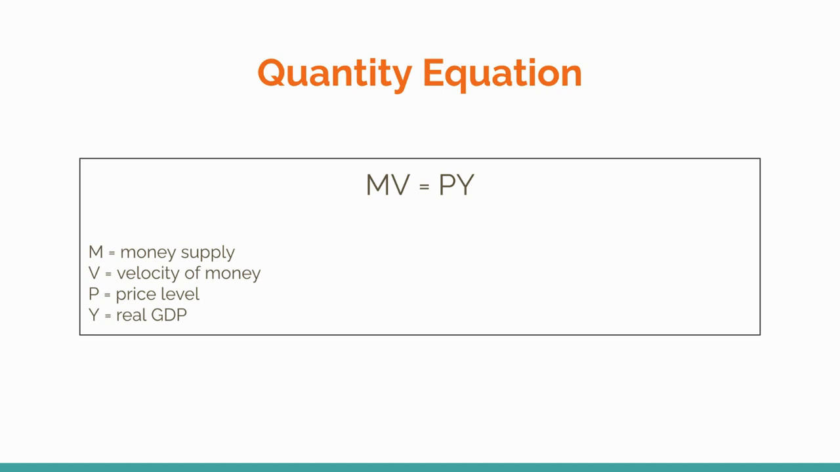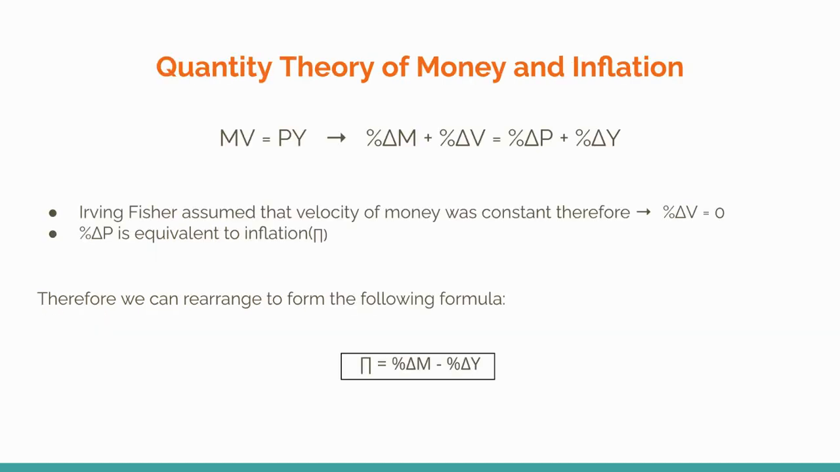So why do we need to know the quantity equation? Well, we can use mathematical approximation to convert it into growth rates. Once we do that, we see that the change in money supply plus the change in velocity of money is equivalent to the change in price level plus the change in the real GDP.